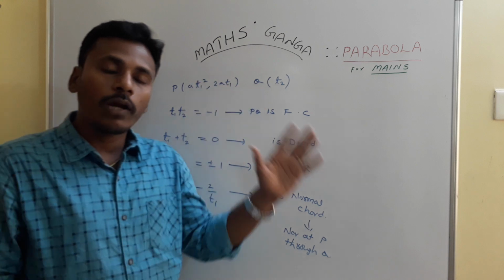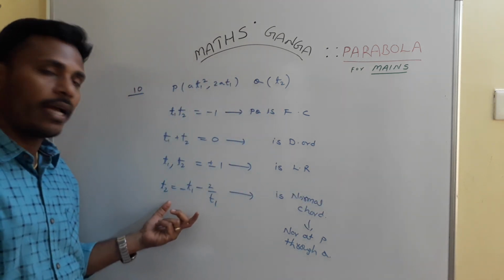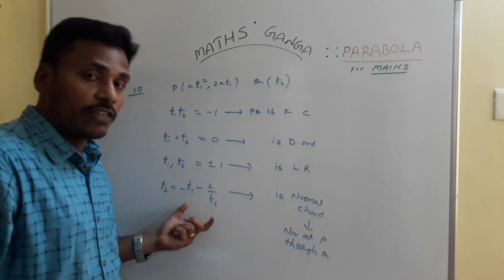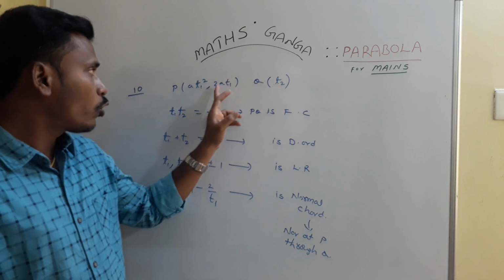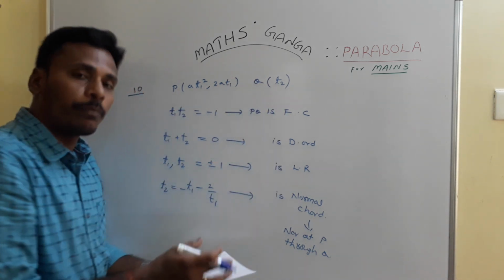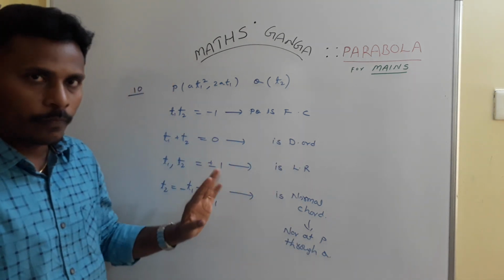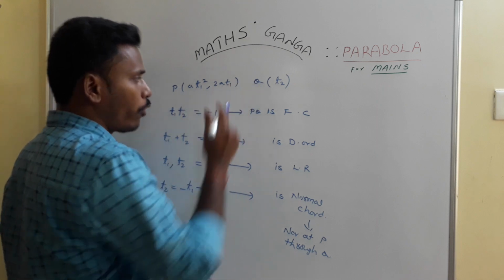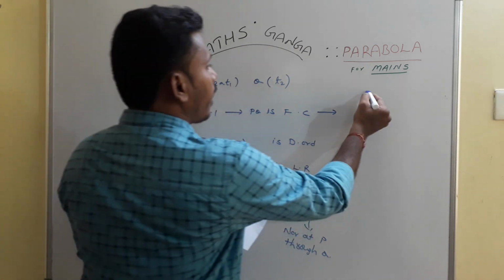See, if the normal at a point passes through the other point on the parabola, then the relation between those two is given by t2 equals −t1 − 2/t1. So I have 2 points on the parabola related to these two parameters t1 and t2, and with these relations I will confirm whether PQ is a focal chord, a double ordinate, a latus rectum or a normal chord. And after that, if these are 2 points, then what is the distance between these 2 points? The length I am going to mention here.